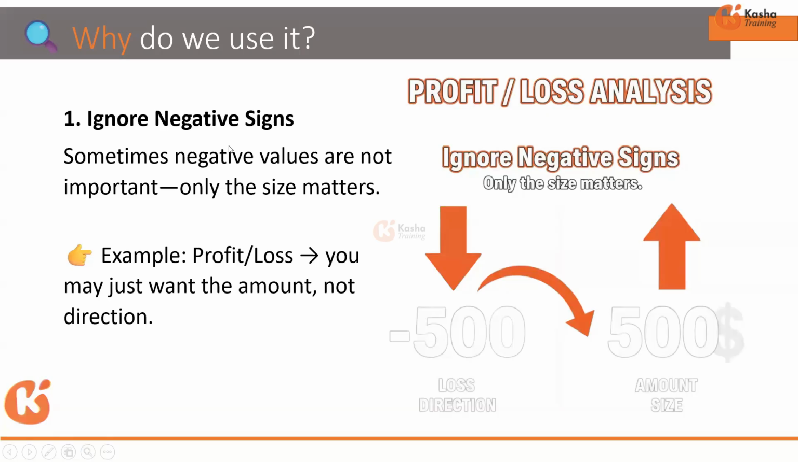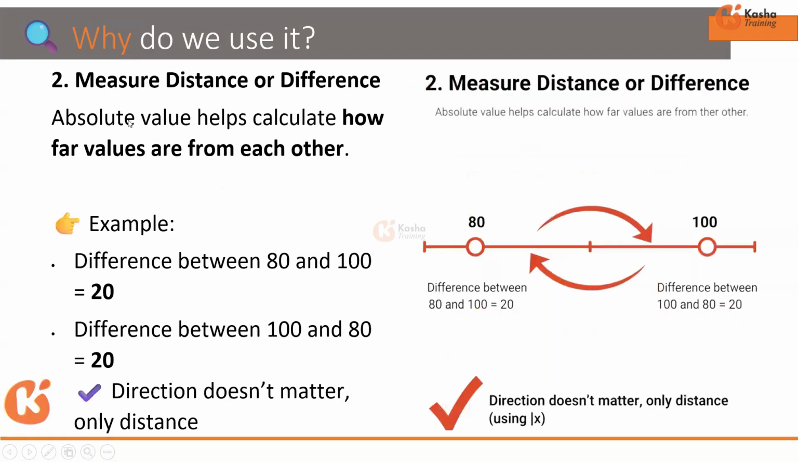Why do we use this? We use this to ignore the negative sign. For example, if you have a profit and loss, and you just want the amount, not the direction, in this case you can use it to ignore the negative sign. Second purpose, it is used to measure the difference or distance. For example, here you can see the difference between 80 and 100 is 20. Then again the difference between 100 and 80 is again 20, right? So it just removes any kind of sign. That is what absolute variance means.